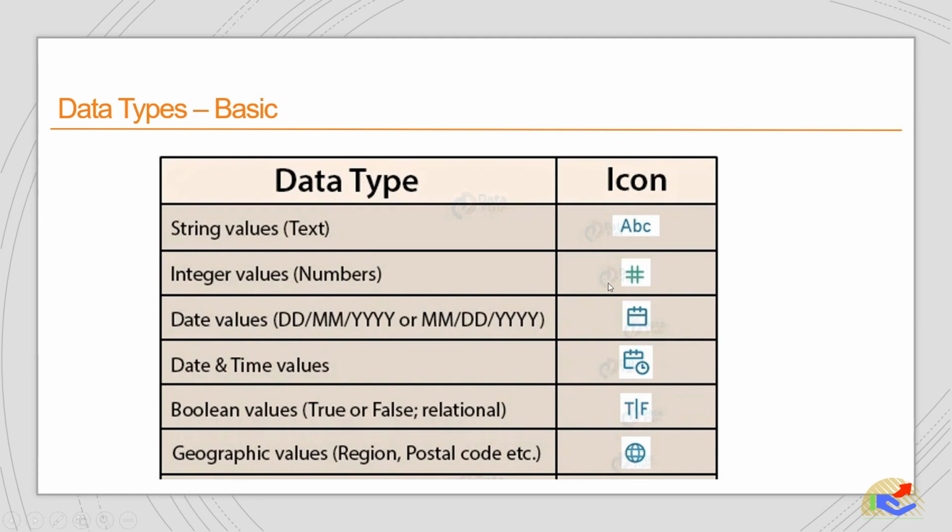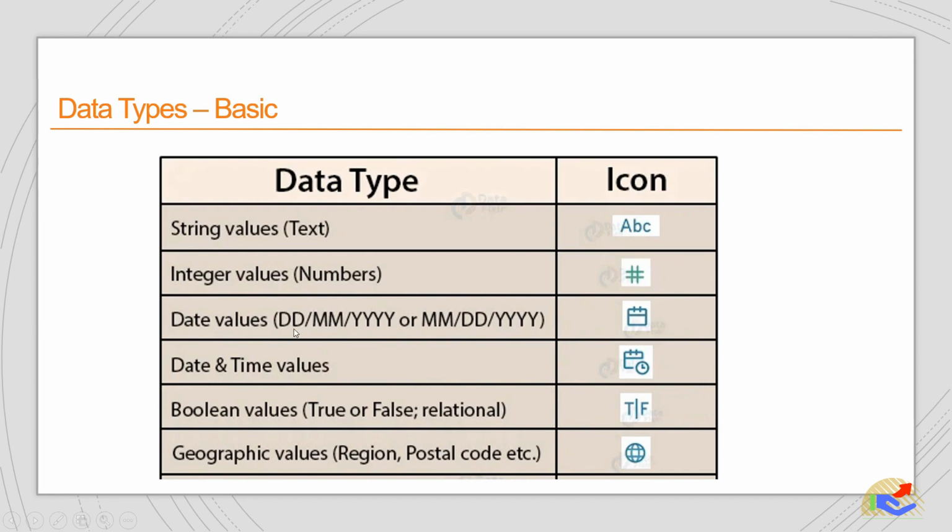Then the second data type we have is hash. Hash is going to store the numbers, basically the integer values. Suppose you want to store your sales value, maybe your mobile numbers, or maybe the discount that you have provided to your customer. These kinds of things could be stored with the number data type, and that would be visible with the hash icon.